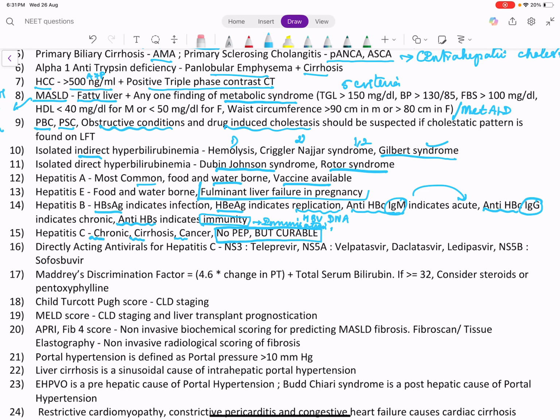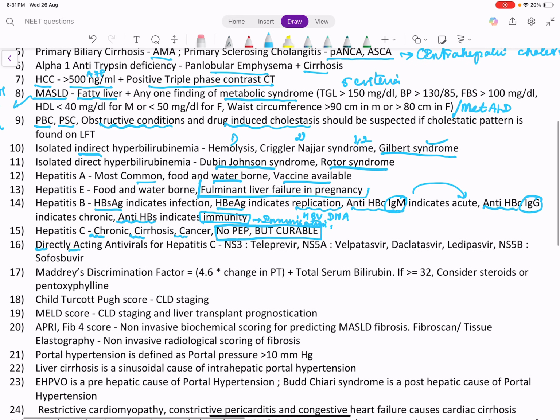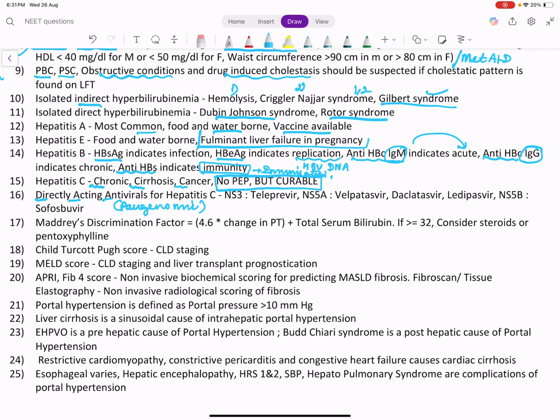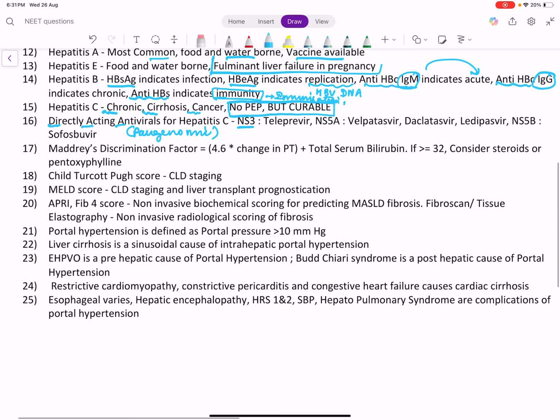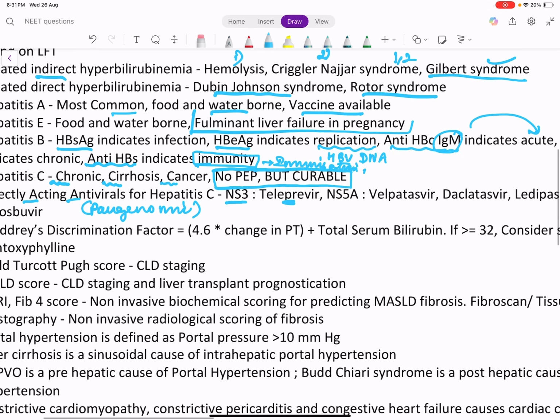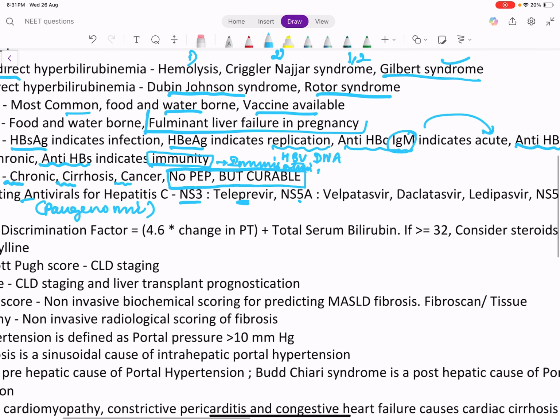So what drugs do we give for hepatitis C? They are called DAAs, directly acting antivirals. These are also called pan-genomic. Initially, they used to classify hepatitis C treatment based on the genomes. Now the treatment is pan-genomic. So these drugs work for everything. So the important drugs to remember are drugs acting on NS3 protein, that is non-structural protein 3, is Telaprevir. Remember PR. NS5A, we have Velpatasvir, Daclatasvir, Ledipasvir.